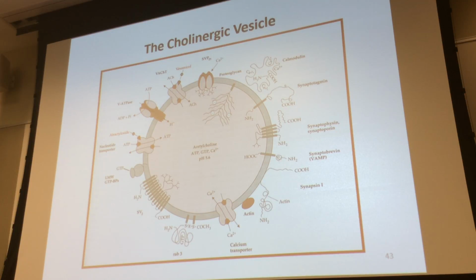The cholinergic vesicle is the most well characterized vesicle so far, and you can see this diagram. Many proteins have been identified on the vesicle membrane, and what I want to point out is that here is the proton pump, the V-ATPase pump, to pump the protons in, and here's the vesicular monoamine transporter, the vesicular acetylcholine transporter. You can see substrate in and proton out.